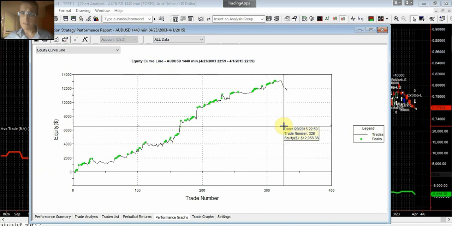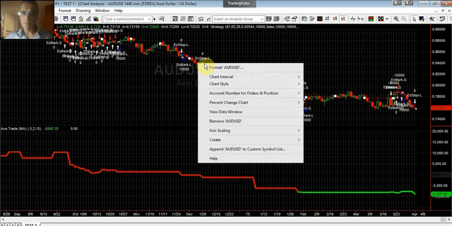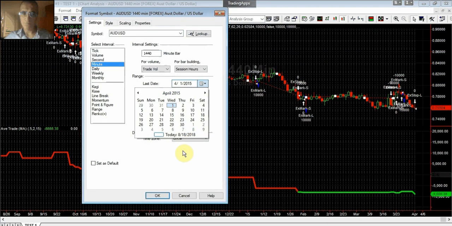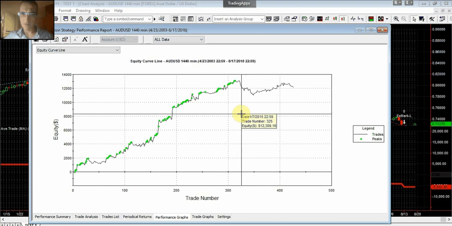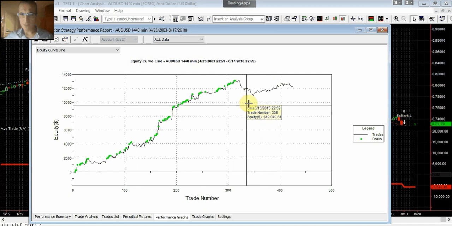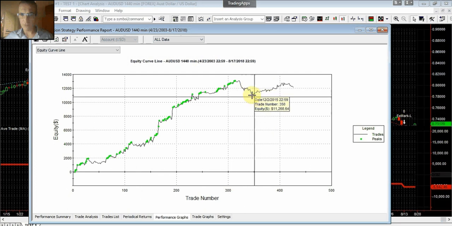So let's remember this trade, 326, and now let's move the date to today's date. Calculating again. 326. So according to my indicator, the strategy should have been disabled at trade 326 here. Which means you are saving a lot of money in this very long drawdown here.